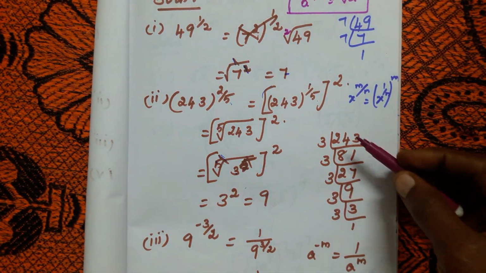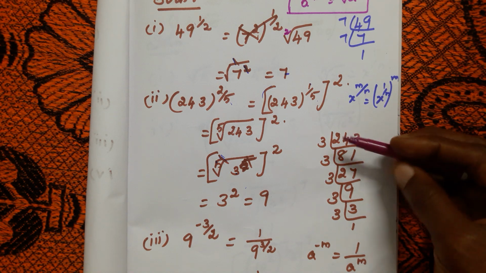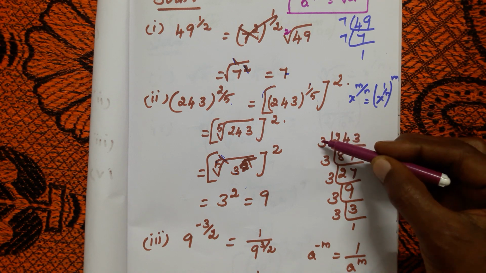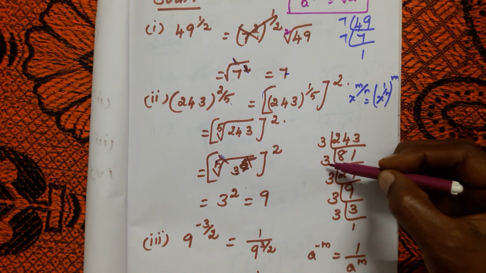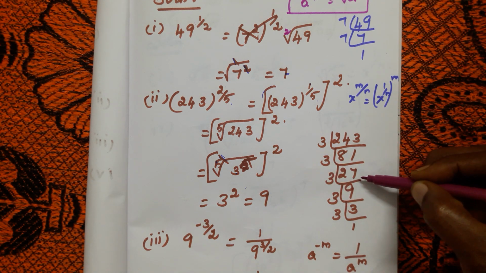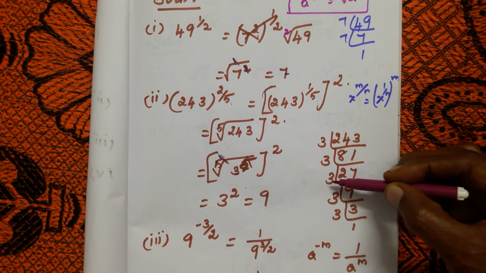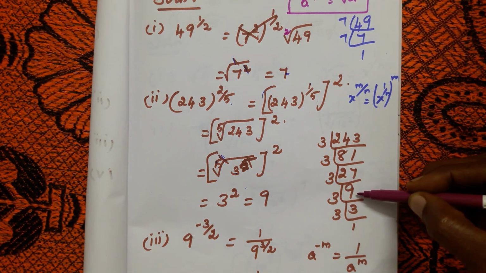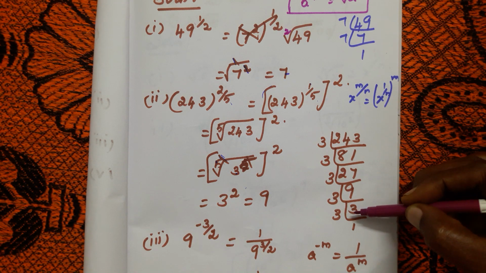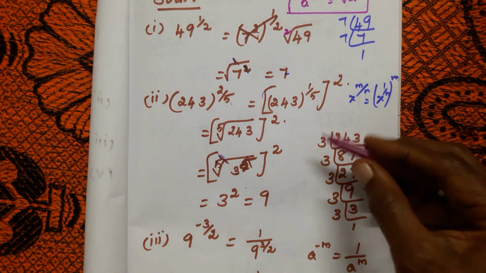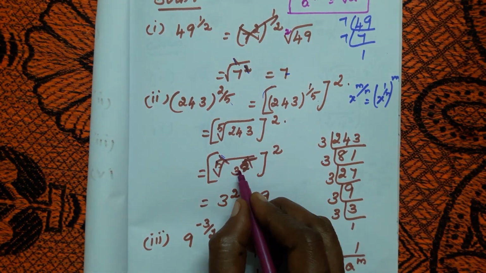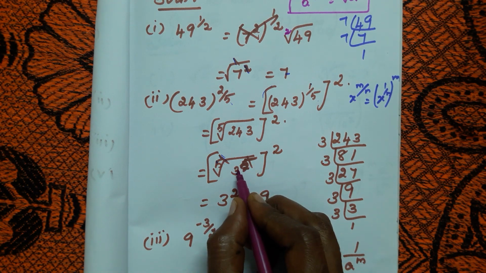When we are factorizing this 243, we can factorize with 3 table. We get 81. Factorizing 81 with 3 table gives 27, 9 3s are 27. Again factorize with 3 table, 3 3s are 9. Again factorize with 3 table, 1 3 is 3. So we can write 3 power 5, count 1 2 3 4 5. Fifth root of 3 power 5.